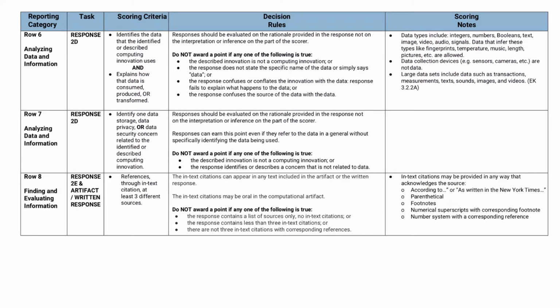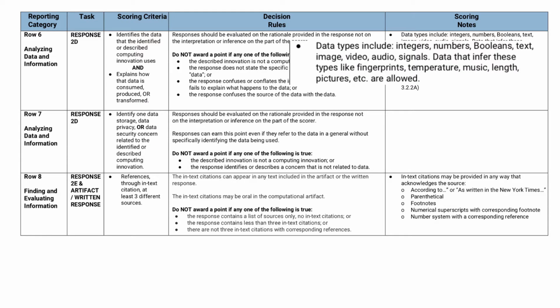If we talk about rows 6, 7, and 8, that is your response. 2D and 8 is just, did you cite your sources? So 2D primarily is going to ask, you'll see an example of what the prompt is, but basically they're saying, okay, what kind of data does it use and how's that data consumed? And so whatever computing innovation they choose, they need to be prepared to talk about what kind of data is consumed, produced, or transformed, and what does it rely on?